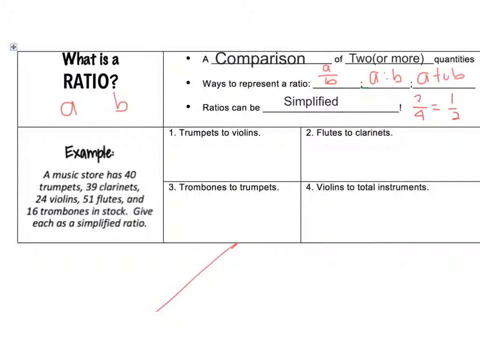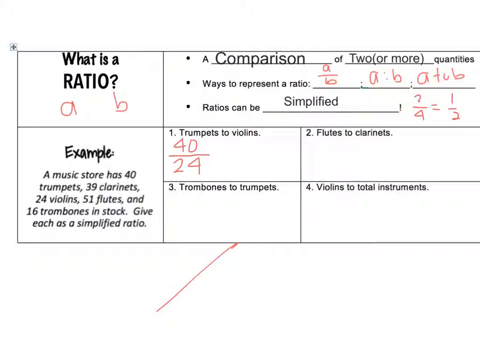So let's look at a couple of examples of how to write a ratio. The example says, a music store has 40 trumpets, 39 clarinets, 24 violins, 51 flutes, and 16 trombones in stock. Give each as a simplified ratio. Number 1 asks us to relate trumpets to violins. So if we look at trumpets, the store has 40 trumpets, and we're comparing it to violins, so we'll see violins are 24 violins.